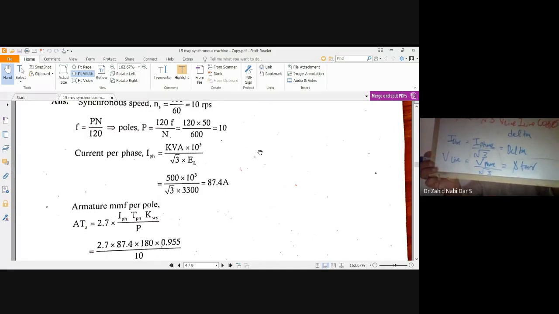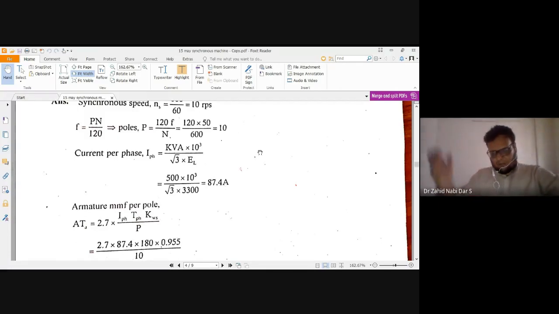So your I phase is equal to I line by root 3. So once you are writing your I line by root 3, this 3 and root 3 gets cancelled. So you get root 3 V line I line cos phi.